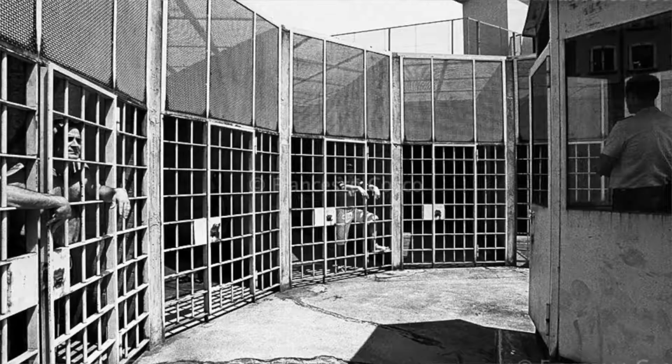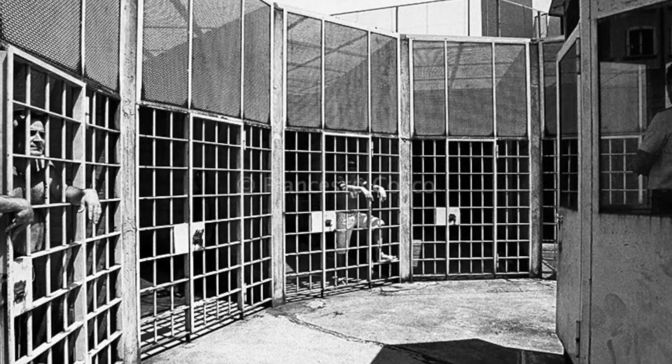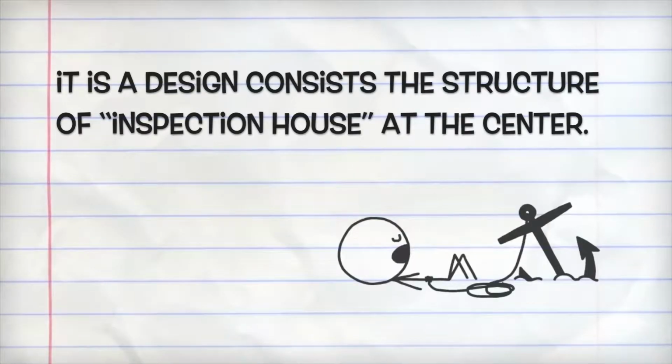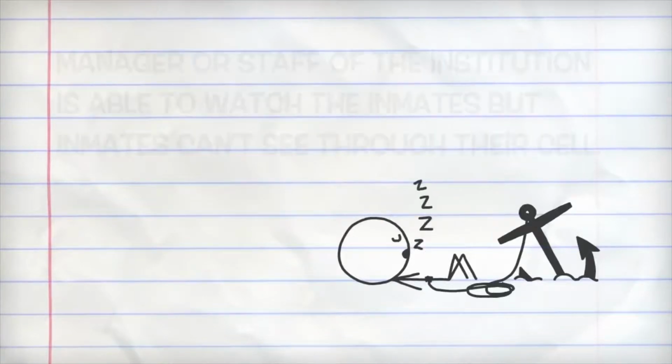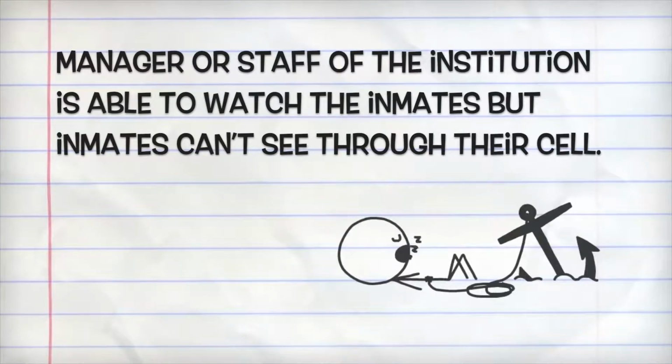The important part about this is both that the guardsman could see every cell, and the prisoners knew that they could be watched, but they didn't know if they were being watched at any given moment in time. The design of the Panopticon is inspired by the inspection house. Managers or staff of the institution are able to watch the inmates, but these inmates couldn't see outside their cell.